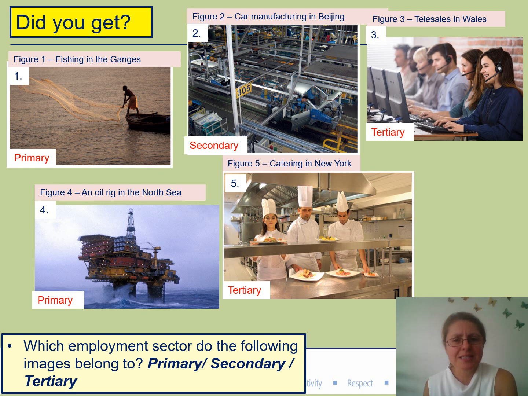So let's summarise the lesson. We learnt that there has been a decline in the primary and secondary industries and a growth in tertiary as more people have disposable incomes.